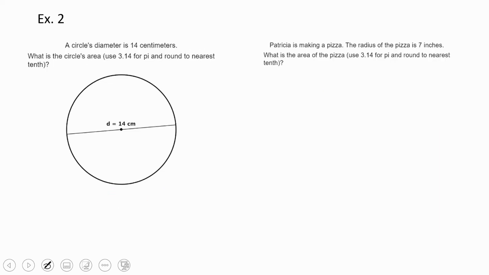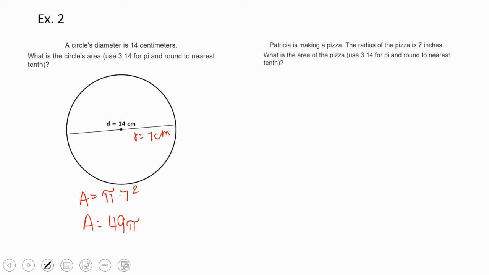Then we have calculating the area. The diameter is 14 centimeters. We want the area. Again, you need to find the radius, so the radius would be 7 centimeters. And then you can put it into your formula. A equals pi r squared. So we have the area is 7 squared, which is 49, times pi. You're going to put 3.14 in for pi, and you can do it with a calculator.